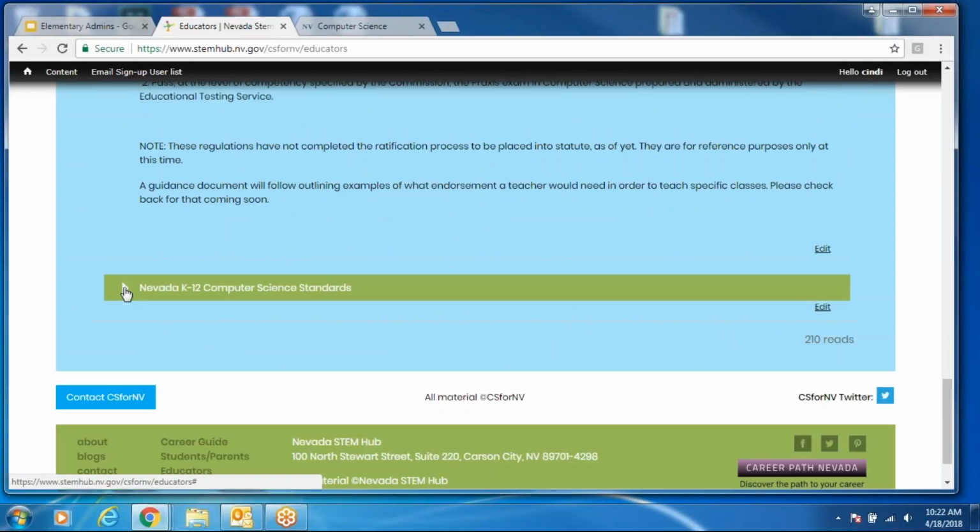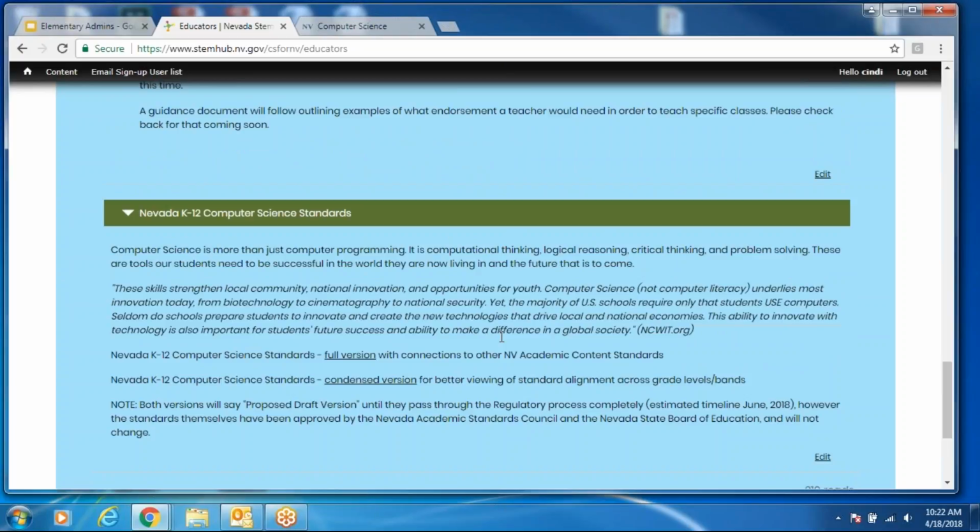This next drop down is for the computer science standards. They are also on the department's website, but this is just a quick link to it. There's a link to the full version of the standards, and then to the condensed version, which is easier for you to see the progression of instruction across the grade levels.